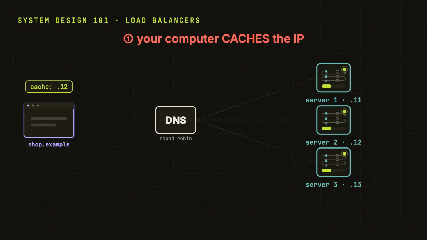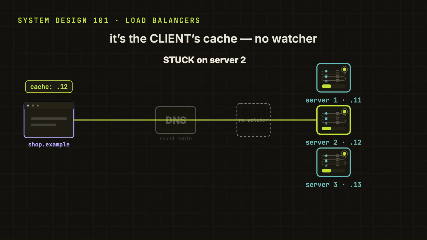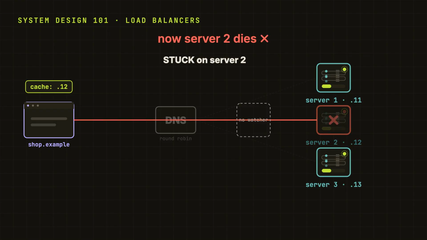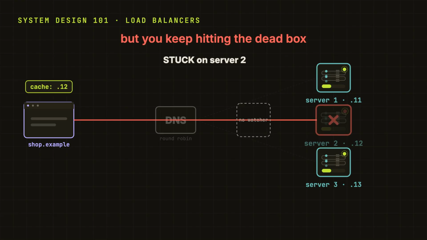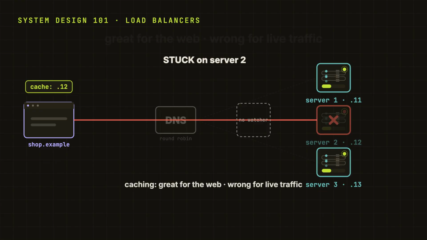1. Your computer caches the IP. Once DNS hands you server 2, your machine remembers it and keeps using it for minutes until the cache expires. So you are not really being spread around. You are stuck on server 2, right? And that is your computer's own DNS cache doing it, not any load balancer. So if server 2 dies in that window, you just keep hitting the dead box and getting errors because nothing is watching to send you somewhere else. And here is the thing, that caching is not even a bug. It is exactly what makes DNS fast and cheap for the whole internet. It is just the wrong tool for steering live traffic to healthy machines.